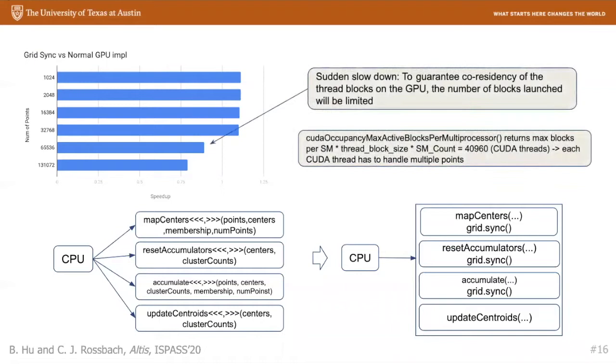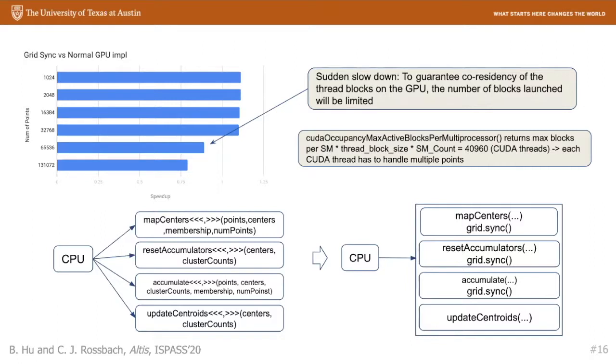This is because, to guarantee co-residency of the thread blocks on the GPU, the max number of blocks launched will be limited. To find out the exact number of launchable blocks, we pass the kernel to the CUDA occupancy max active blocks per multiprocessor API. The result is multiplied by our intended thread block size and the number of streaming multiprocessors on our device, which yields 40,960. This means we are only able to launch that many CUDA threads.